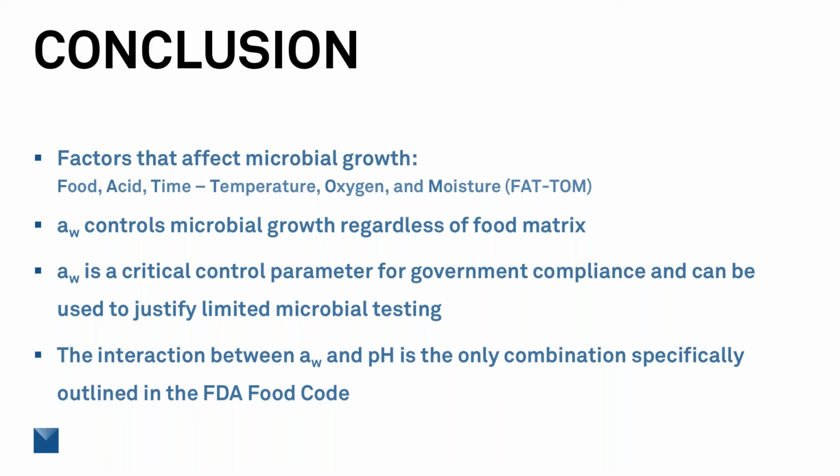If you think about food that you eat, meat, if you're going to cook a turkey or beef steak or pork, especially the poultry and pork, there is a minimum time and temperature, but they're different between each one of them. So it does matter which food matrix it is in to control the microbial growth, but that is not the case with water activity. It's also a critical control parameter for government compliance and can be used to justify limited microbial testing.